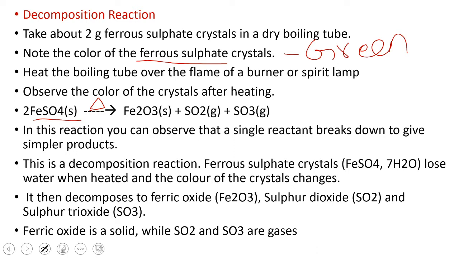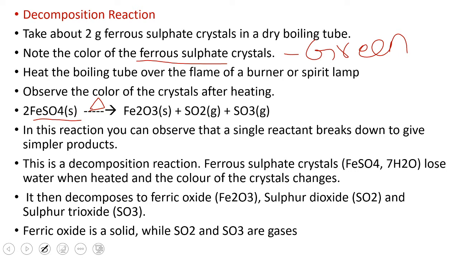In this decomposition reaction, the ferrous sulfate crystals, FeSO4·7H2O, are crystalline because they have a fixed number of water molecules in the compound. The fixed number of water molecules present in a compound is termed water of crystallization. Due to this water of crystallization, it is green in color. If you start heating, this water gets evaporated.